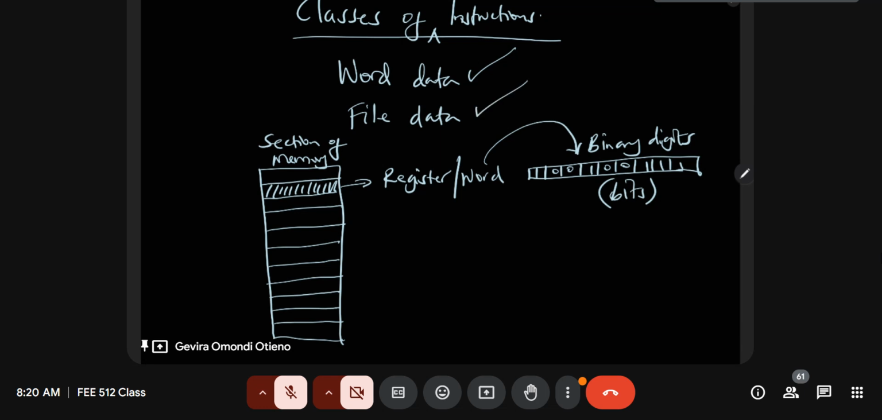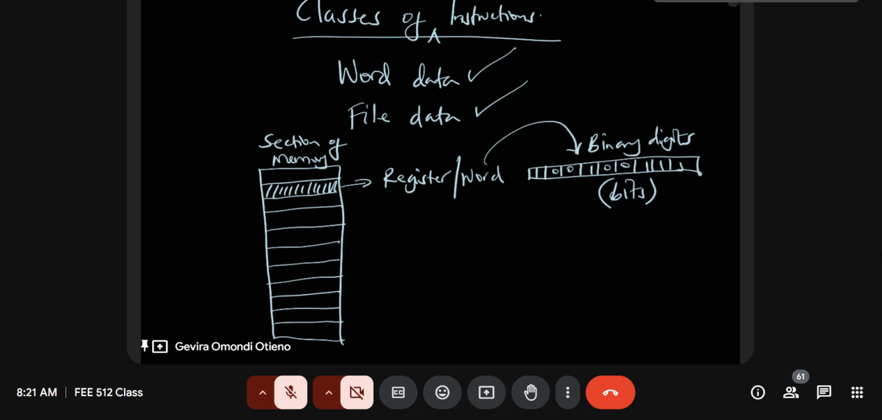Now, remember, I have said that we'll be manipulating a word or a file. Whenever we are doing data manipulation, whether we are moving or storing or even logical operations, they'll either be done on a word data or on a file data. So what is a file then? Because we already know what a word or a register is. Every time you see a word or a register, it means the same thing. It's only that different authors or books will refer to them in that manner.